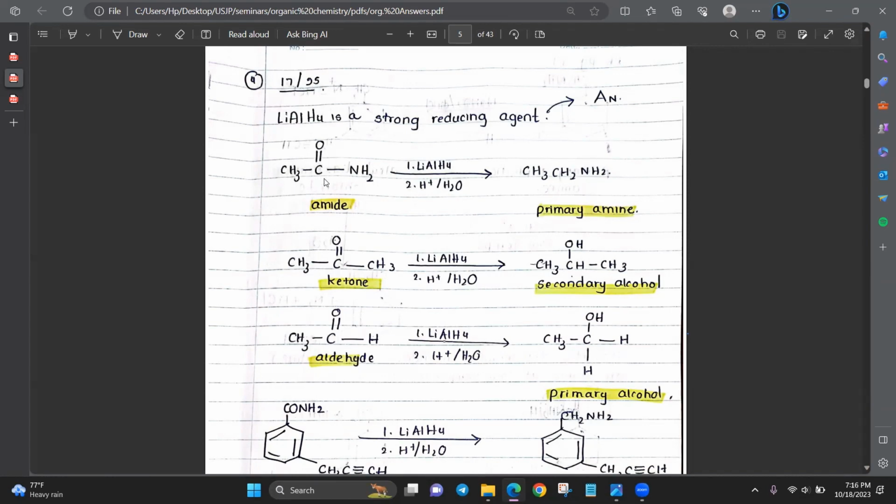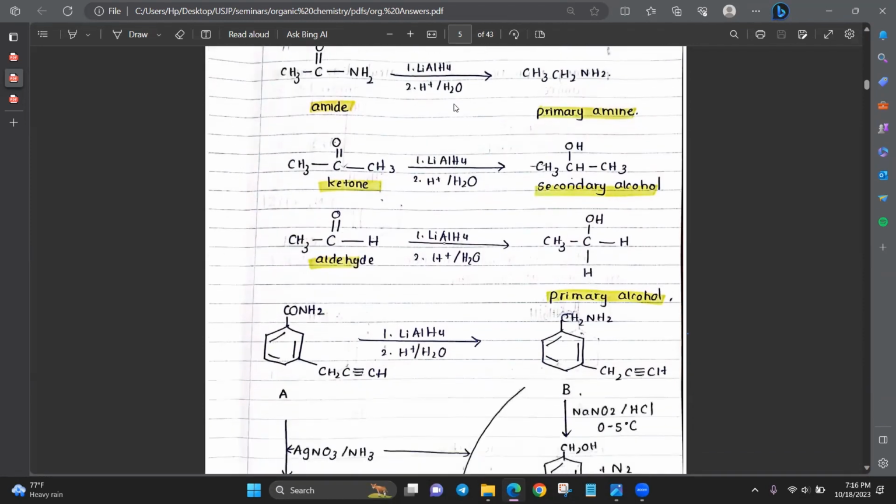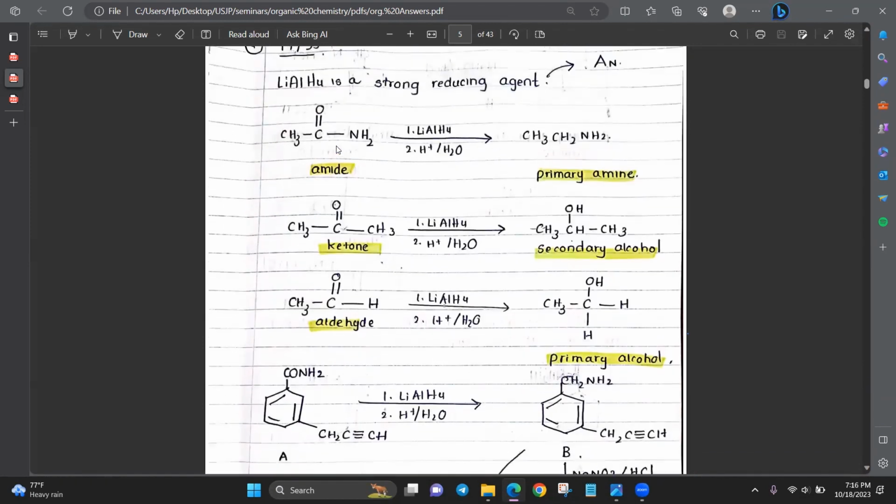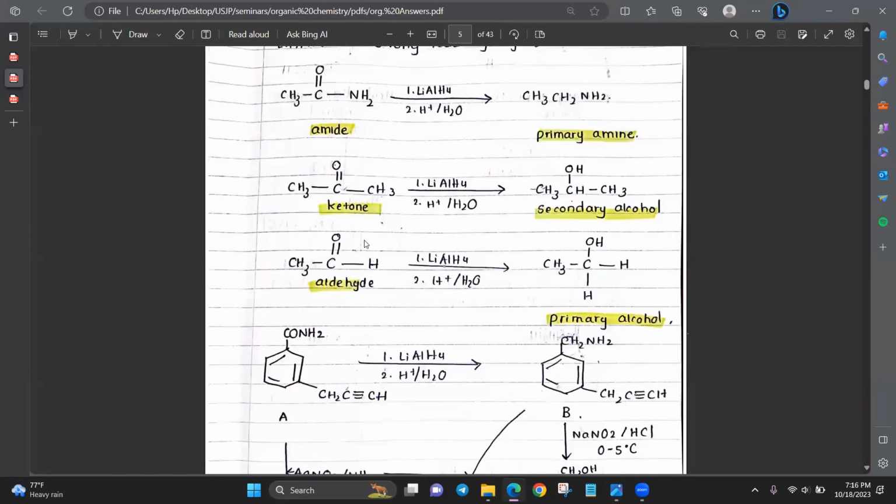If there is an amide, here there is a double bond. Across this double bond, two hydrogens will get added. Then what will form? A primary amine. If there is a ketone, a secondary alcohol will be formed, right? The other thing to remember is that if there is an amide, this oxygen will also leave. But if it is a ketone or an aldehyde, then the oxygen stays, nothing will happen to it. Just hydrogens will get attached here and here, right?